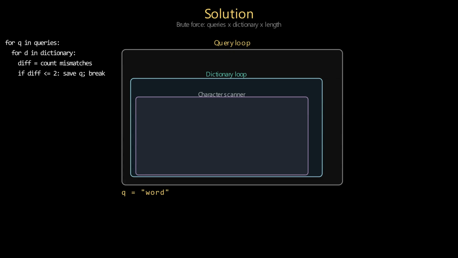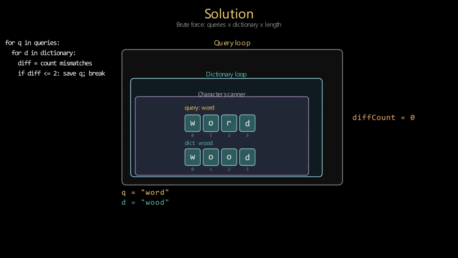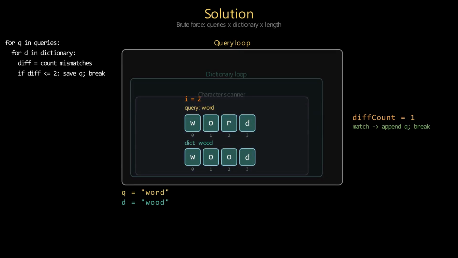We process each query one by one. For every query, we iterate through the entire dictionary until we find a match within our budget. For each dictionary word, we reset our difference counter to 0 and begin a character-by-character comparison. At index 2, we find our first mismatch. We increment our counter. Since 1 is still within our budget of 2, we continue scanning. We reach the end of the word with only one difference. This is a success. Because we found a match, we can immediately stop searching the dictionary for this query and move to the next word.